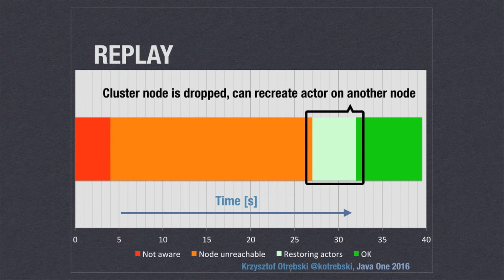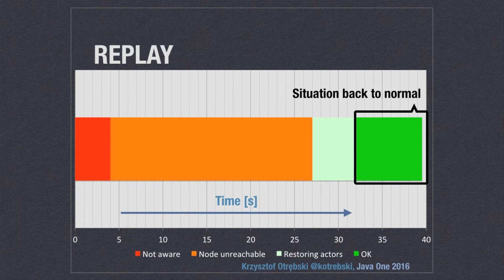Now I have to recreate the actors which were running on this node on another one. So it's recreating them for a few seconds. And then the situation is back to normal, operating like it was fine. No issues. OK. What if you have to do a rolling restart?